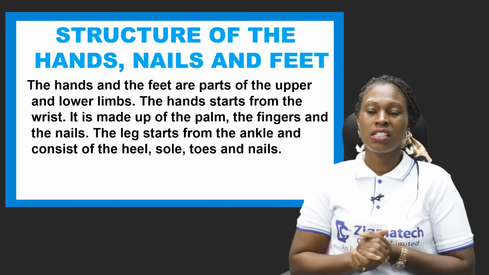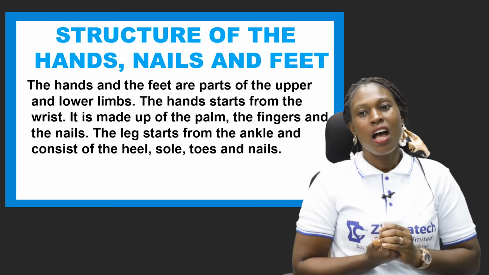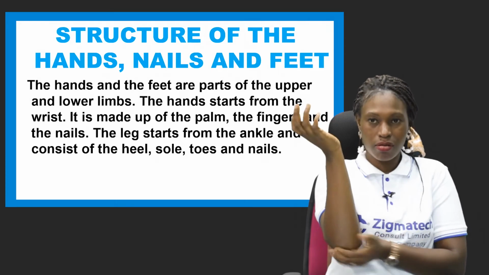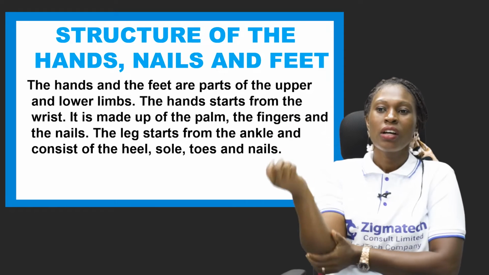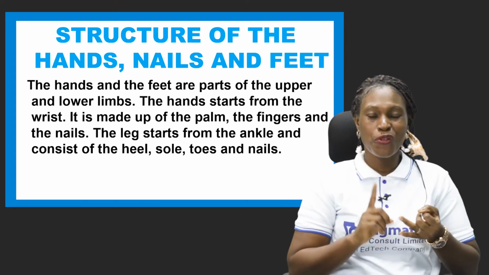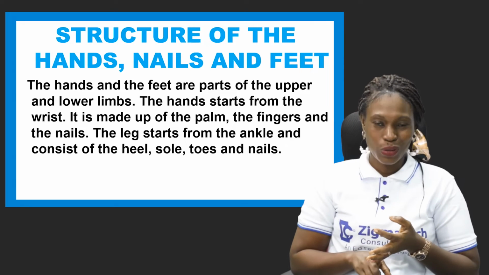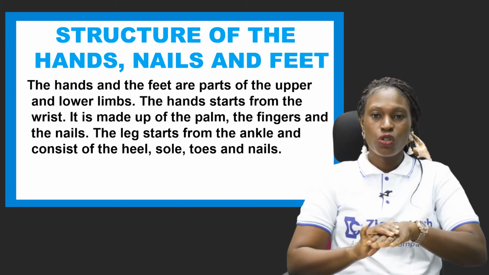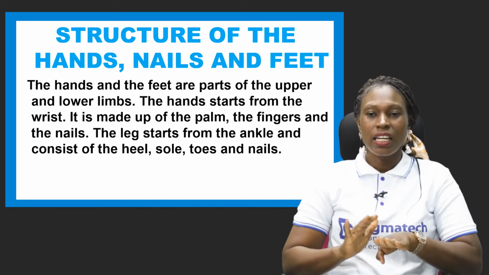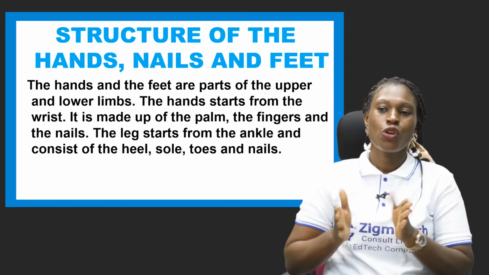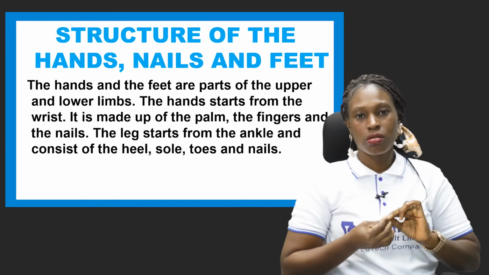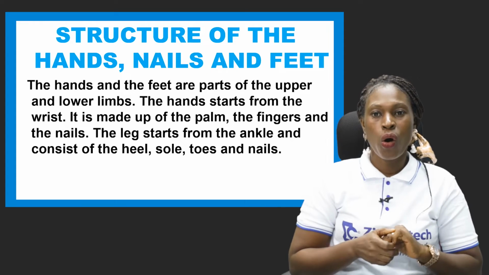Now, the structure of the hands, nails, and feet. The hands and the feet are parts of the upper and lower limbs. So the hand starts from the wrist. It's made up of the palm, the fingers, the nails. So when we talk of the hands, it comprises of what? Your palm, the fingers, and what? Your nails. So take note of this.